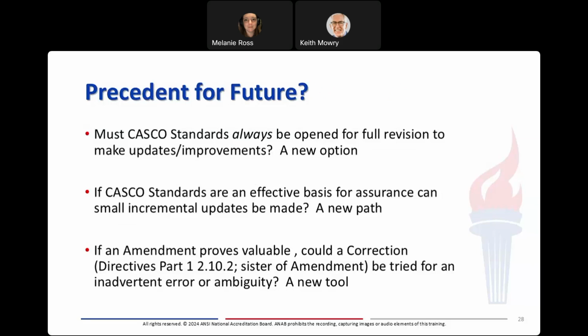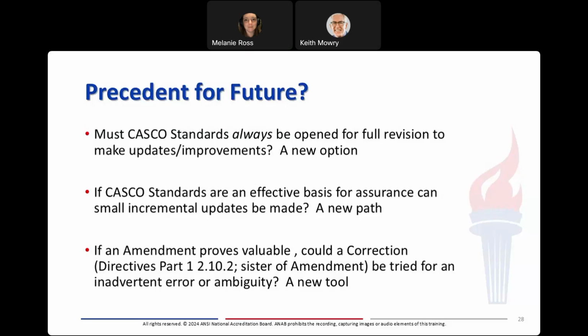Now, beyond 17065, this amendment process really sets a precedent. In the past, CASCO standards always had to be open for full revision to make updates and improvements. But here's an amendment process that gives us a new option. If CASCO standards are effective now, and they just need small incremental changes, can we do that? Well, yes, if this amendment process works, we have that new path.